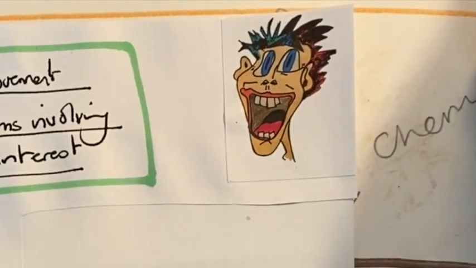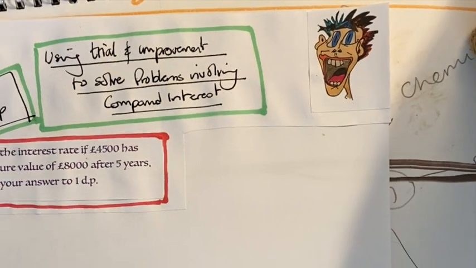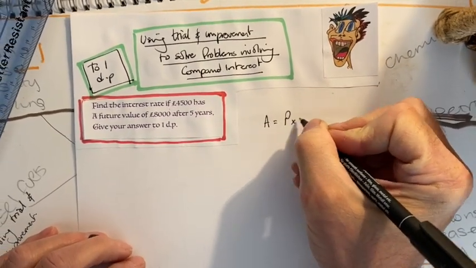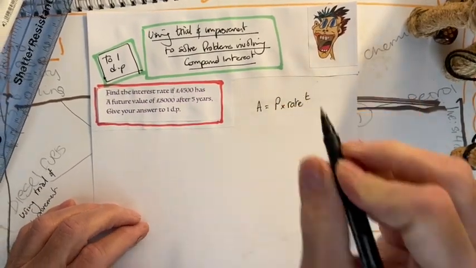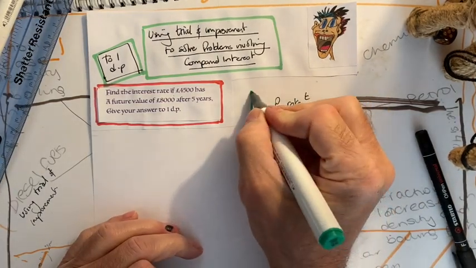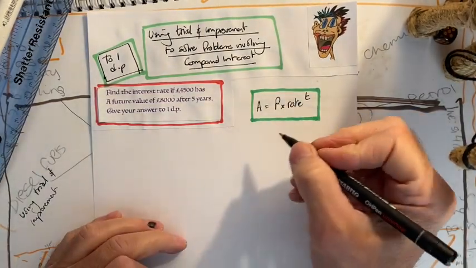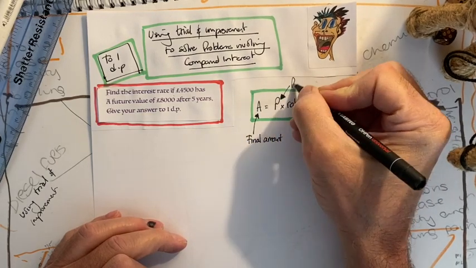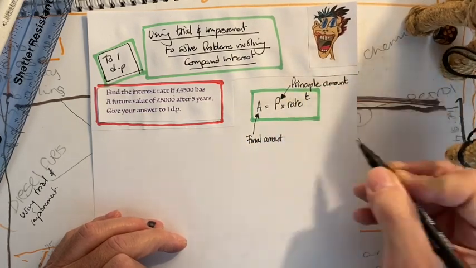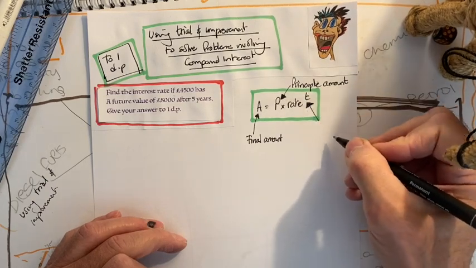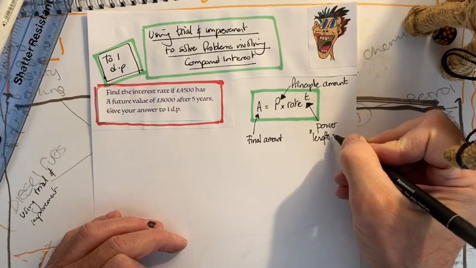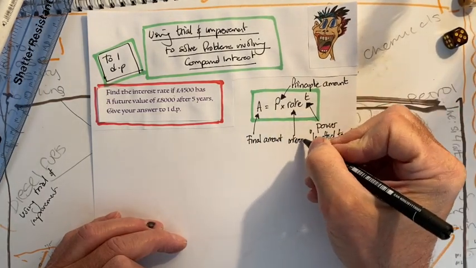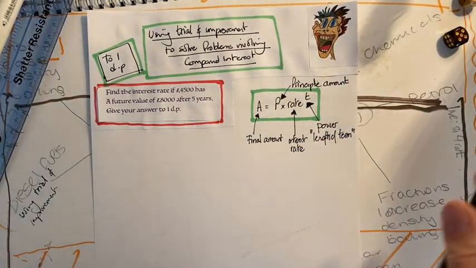Well, good morning. Today we are going to look at using trial and improvement to solve problems involving compound interest. First thing you need to remember is the formula that we use. So here we have A equals P times rate to the power of T. A stands for the final amount, P stands for the principal amount, T is a power, which is the length of the term we use, and the rate, in this case, is going to be the interest rate, because we're looking at interest rate questions.